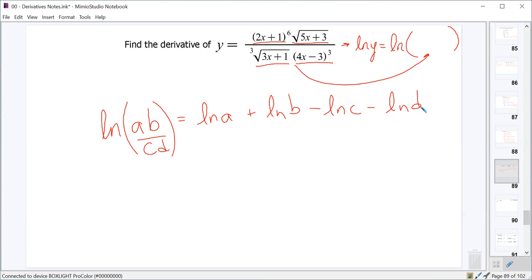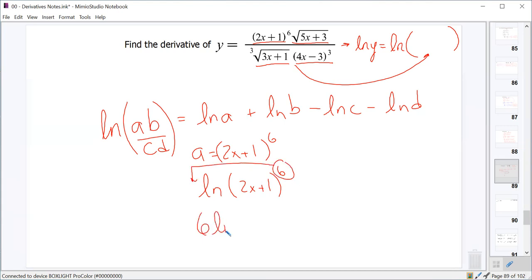And in fact, as we go through that process, let's note that here is 2x plus 1 to the 6th power. So really, when we're looking at that, we're going to have natural log of 2x plus 1 to the 6th power, which we should be able to pull this exponent out into the front to make life even easier, just giving us 6 natural log of 2x plus 1.